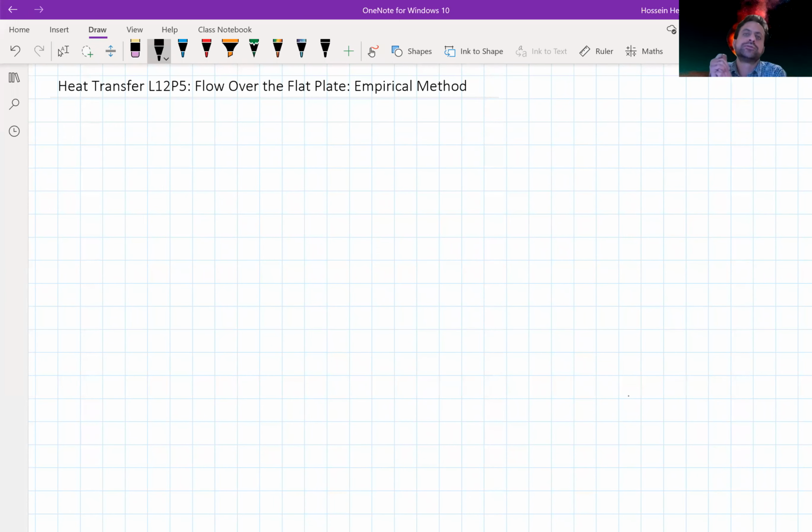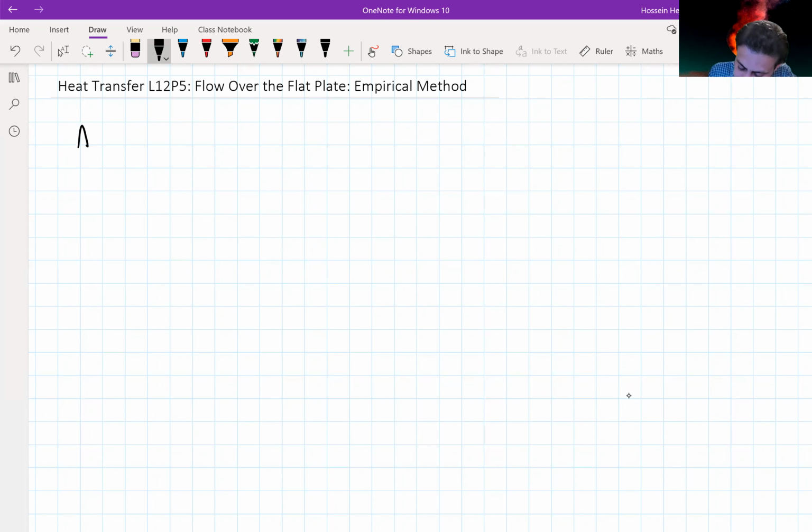Analytical methods to evaluate the convective heat transfer coefficient are very limited to a few cases. Therefore, we mainly use experimental data to evaluate H or develop correlations to find H of x for the convective heat transfer. That's what we refer to as the empirical method.